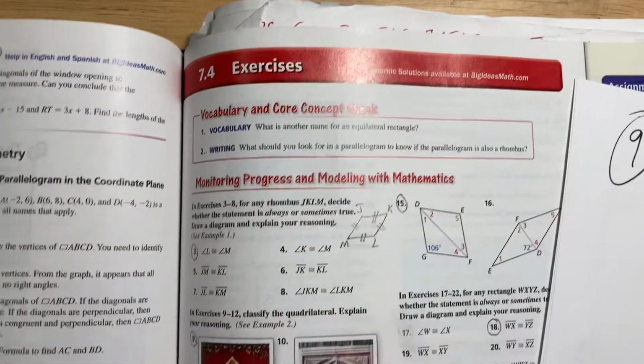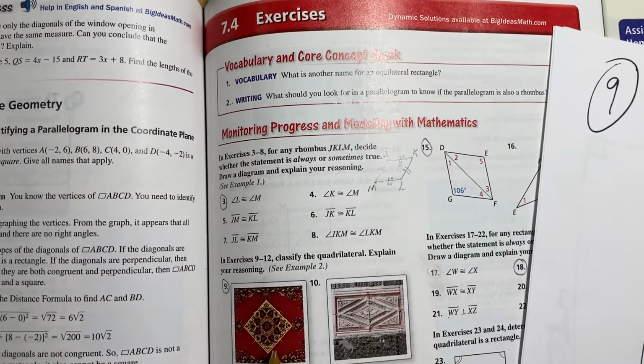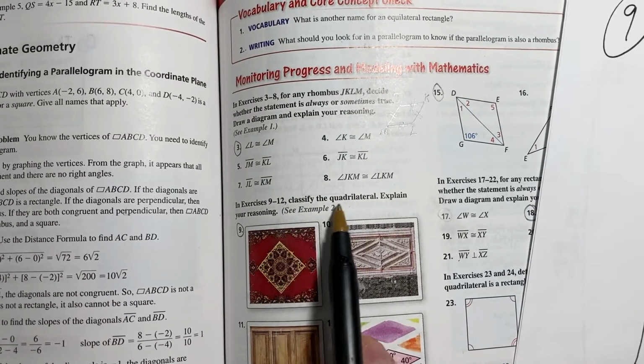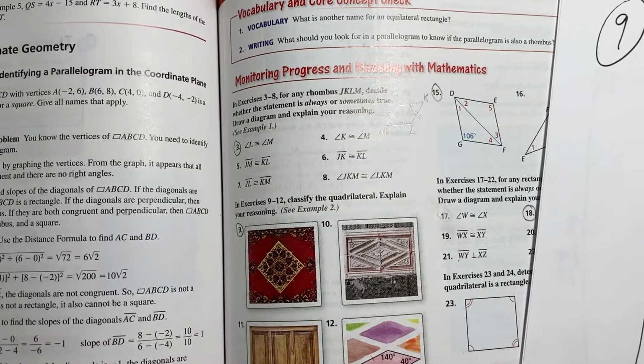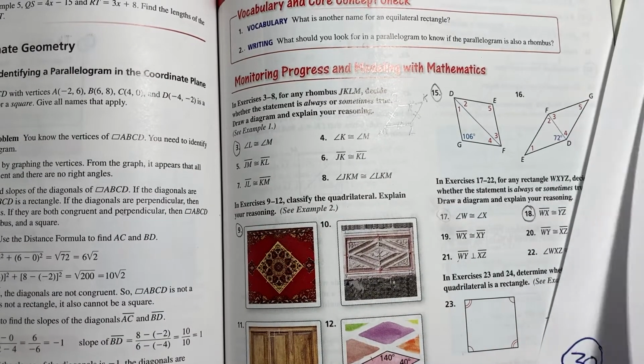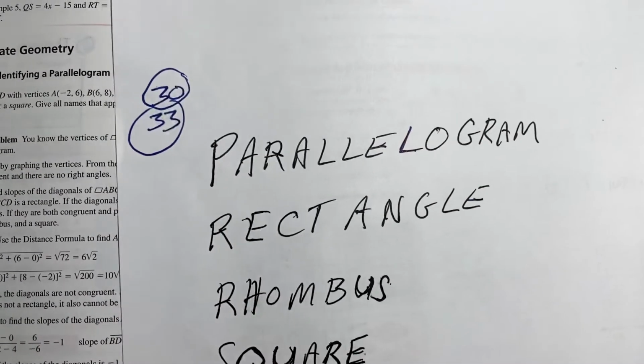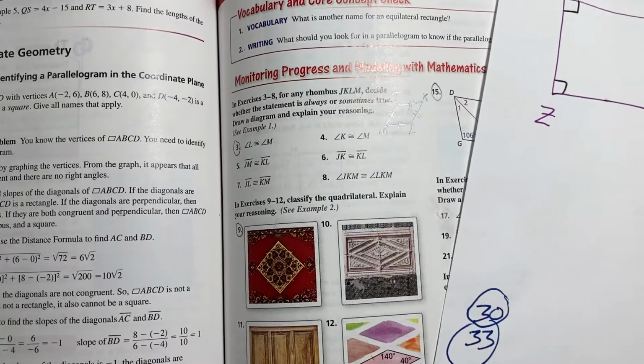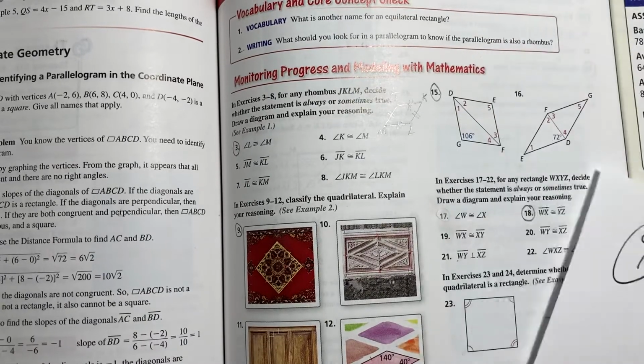Okay. Next one, number 9. Excuse me, number 9. Classify the quadrilateral. So we have to say, well, is it just a quadrilateral? Is it a parallelogram? Is it a rectangle? Is it a rhombus? Is it a square? What is it? So classify.